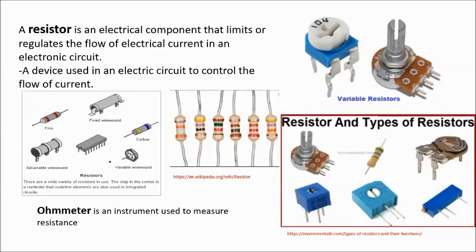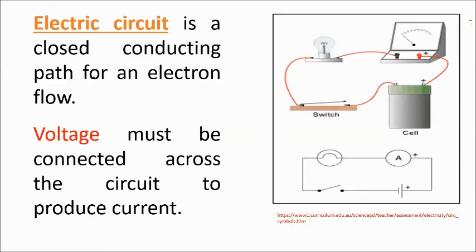of electrical current in an electronic circuit. So we have different types of resistors. An ohmmeter is an instrument used to measure resistance. And of course, do not forget that an electric circuit is a closed conducting path wherein the flow of electrons occurs, and there should be a source of electromotive force. There should be a voltage in the circuit, because if there is no voltage, there is no current.